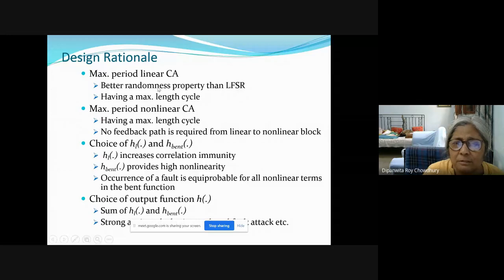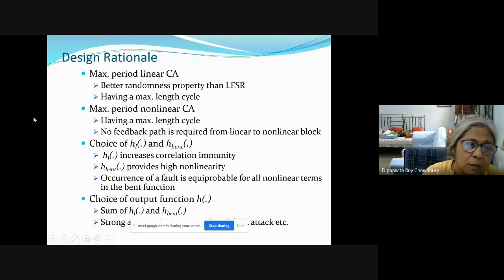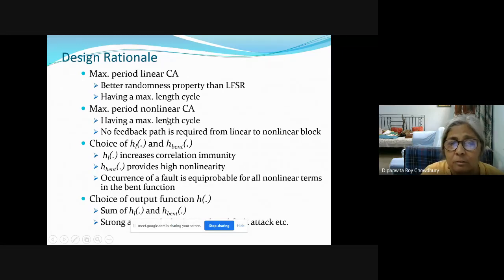LFSR always has some small period because it is a shift. Actually, I should say LFSR is one class of cellular automata, linear cellular automata. Cellular automata is the universal thing, and LFSR is only one small class of it. So, a max period nonlinear cellular automata, that means a maximum length nonlinear cellular automata, what I was just showing.